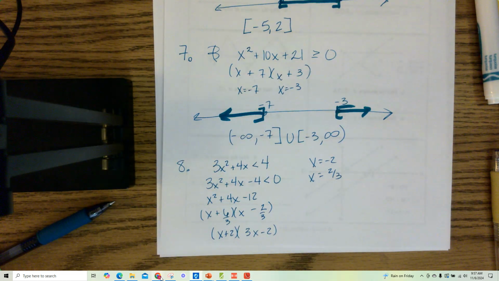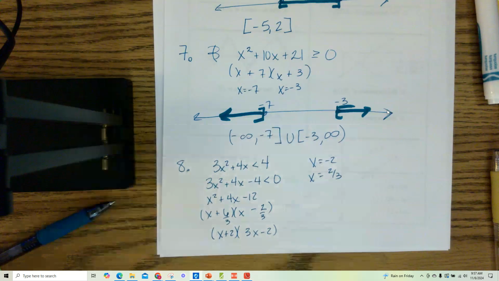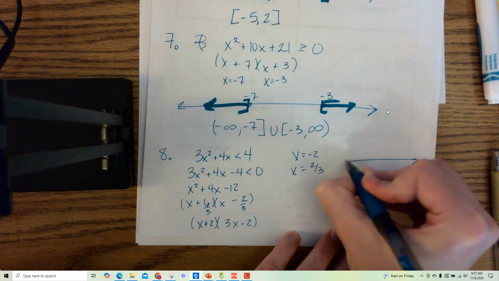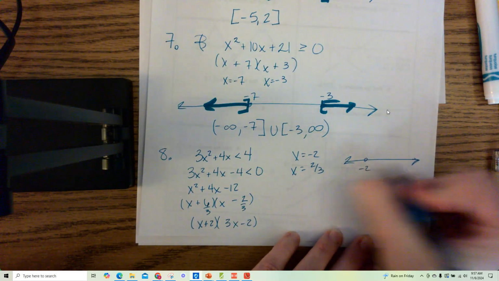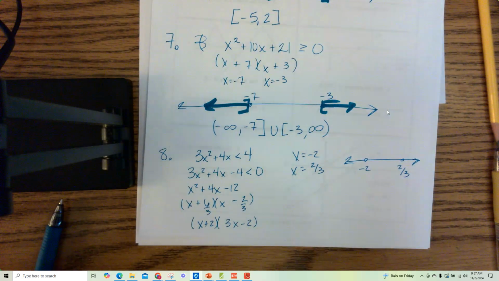And then this one, again, if you look at the graph, it's just that center portion. So this one would be -2 to 2/3, and it's going to be brackets.